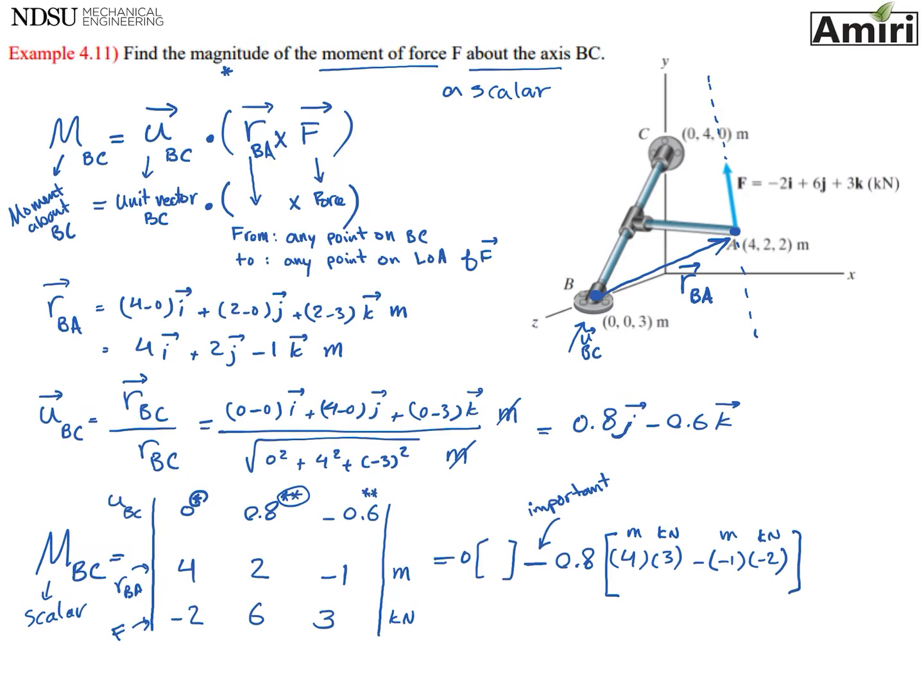Last, I'm going to bring this here, which has a negative, minus 0.6, and get rid of row and column. What I'm left with is 4, 2, 6, and minus 2. So I'm going to have 4, 6, minus 2, 2, meters, kilonewton, meters, kilonewton. If you do the math, I'm going to write it down here.